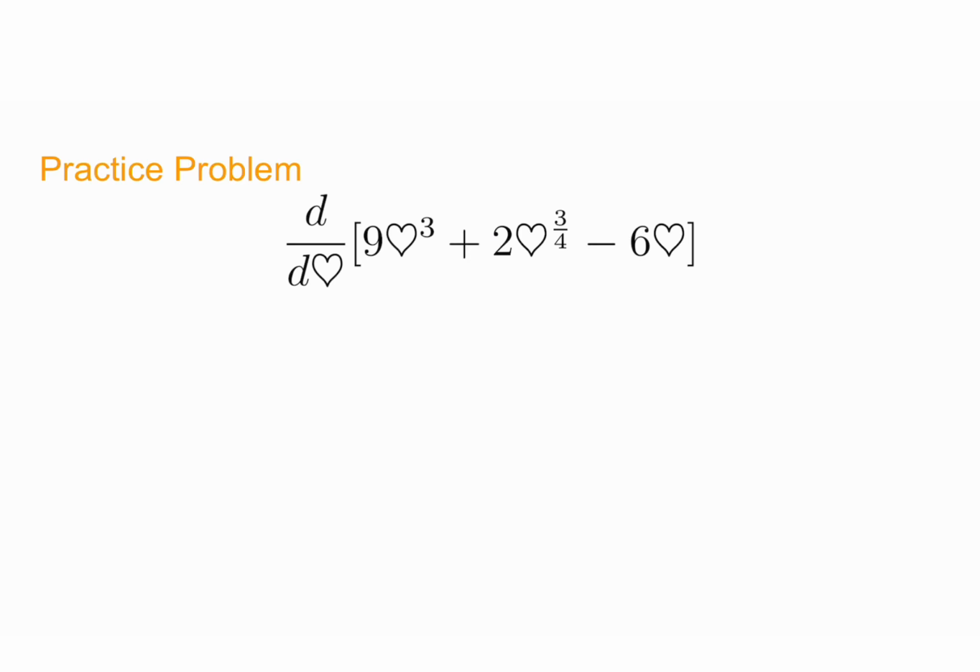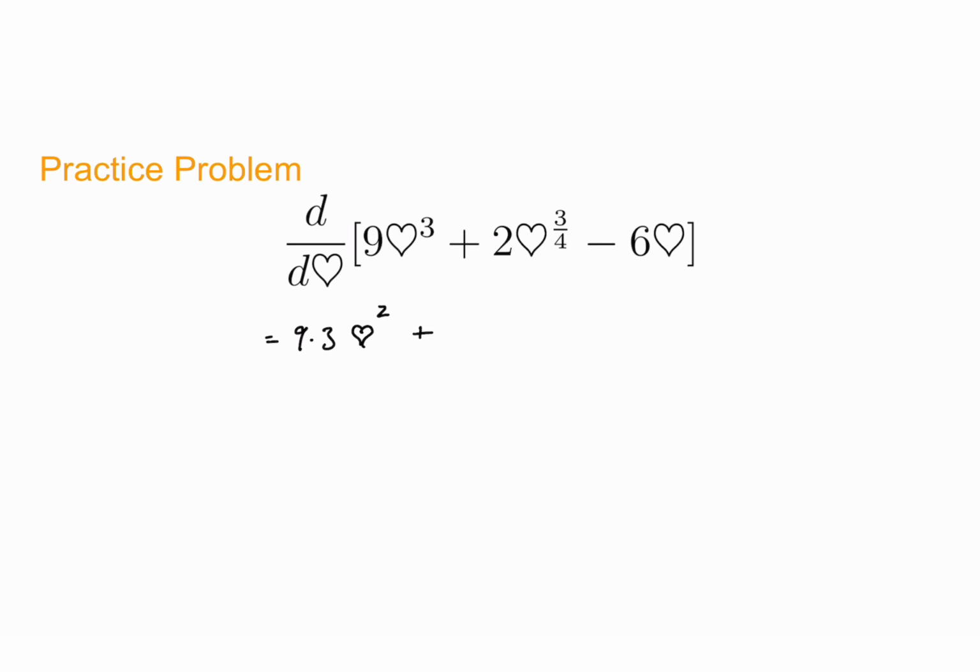And it doesn't even have to be a variable. It can be a symbol like our hearts here. But it's going to be the exact same thing that we've done, right? So we're going to break this apart by each term. And this is going to be 9. This is just a power rule, right? 9 times 3. And then our heart raised to the power of 2. 3 minus 1 is 2.